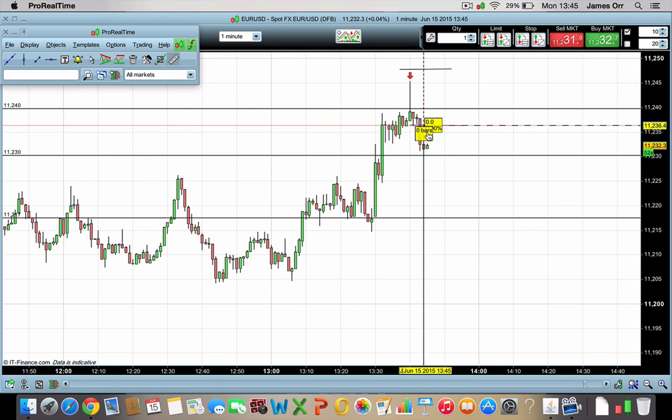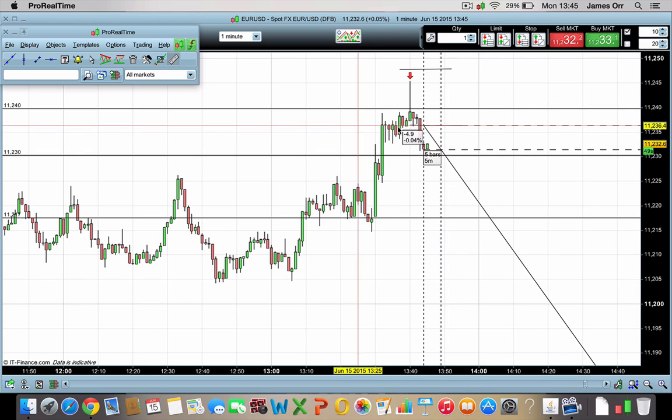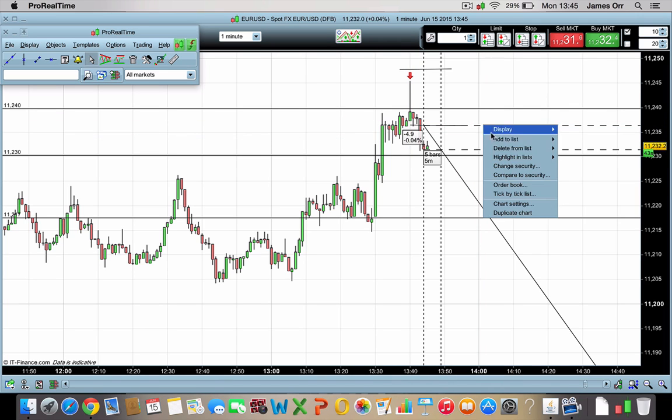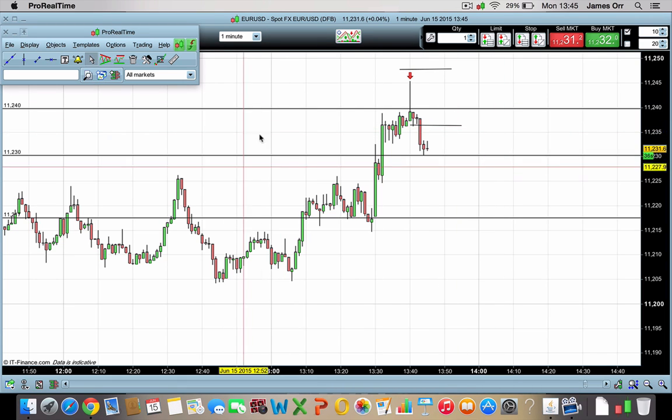Five pips profit. I've shown my entry to include the spread. It's 5 pips in a couple of minutes. Simple as that.